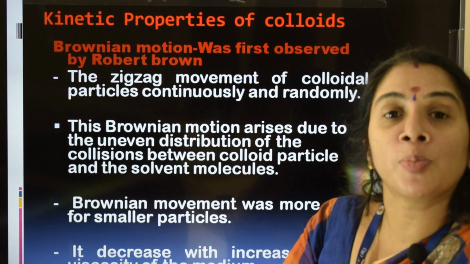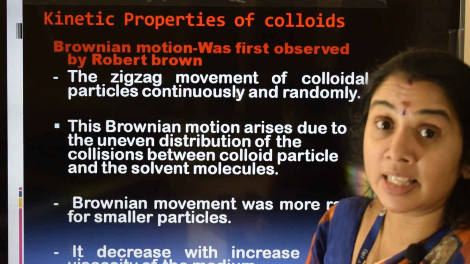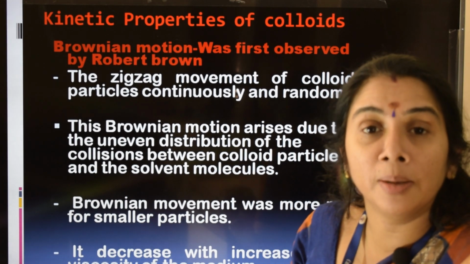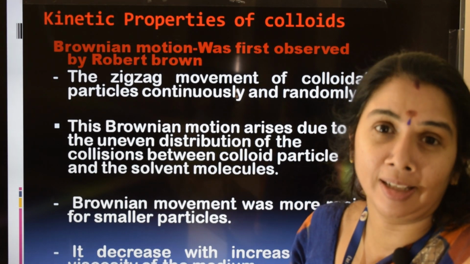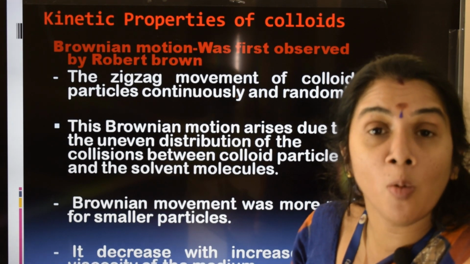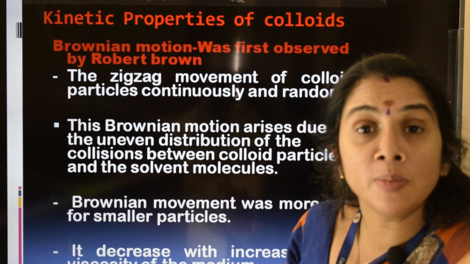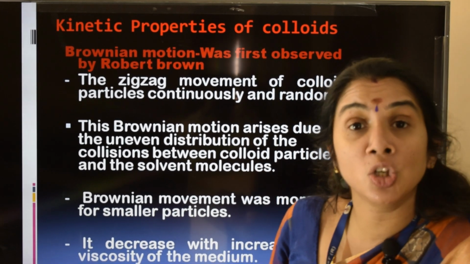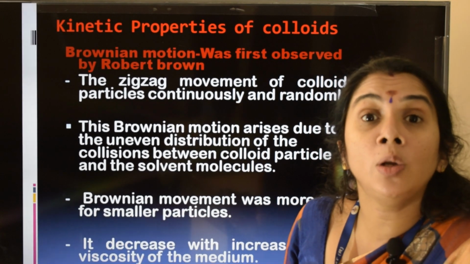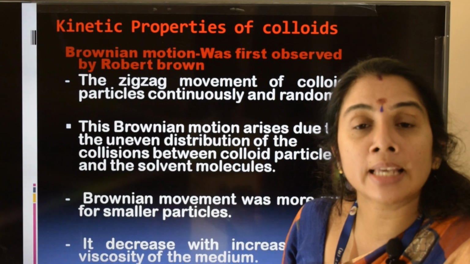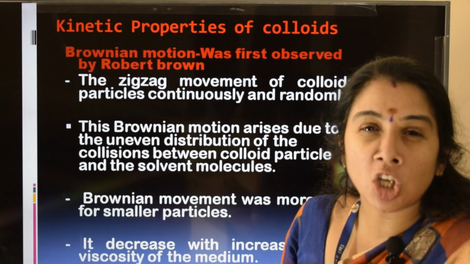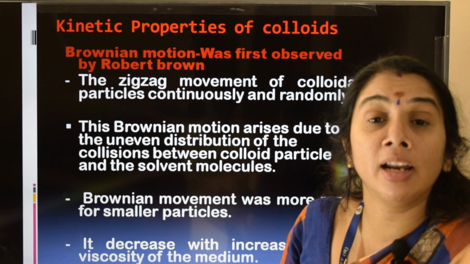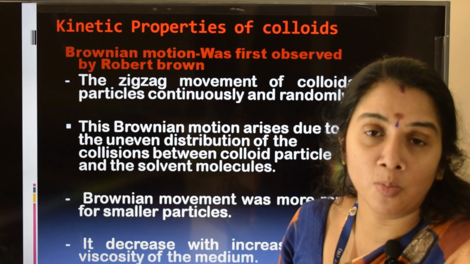So that is the next property of our colloidal particles, that is the kinetic motion. The colloidal particles are not standing still in the medium, they are moving here and there. That zigzag movement of colloidal particles is termed as Brownian motion. Brownian motion arises due to the uneven distribution of collision between the colloidal particles and solvent molecules. So when solvent molecules hit the colloidal particles, they keep moving here and there in an uneven manner. It's a zigzag motion.